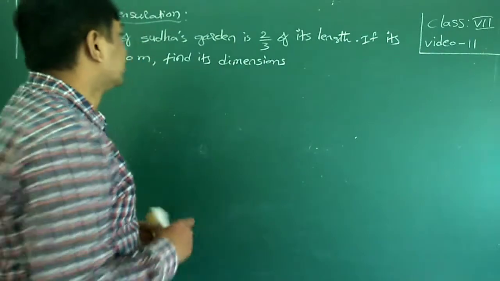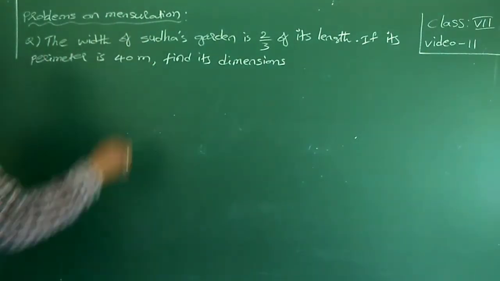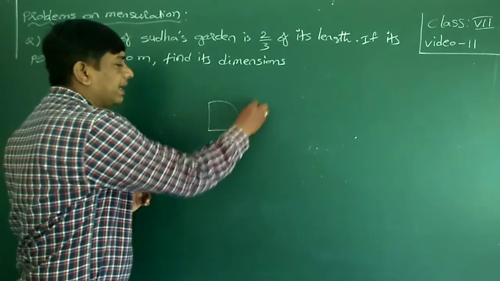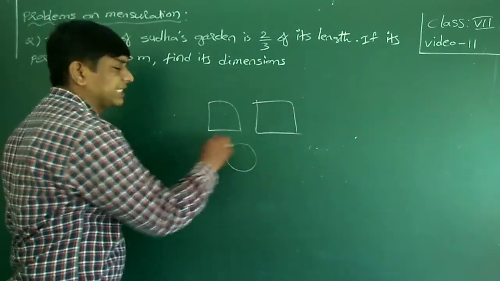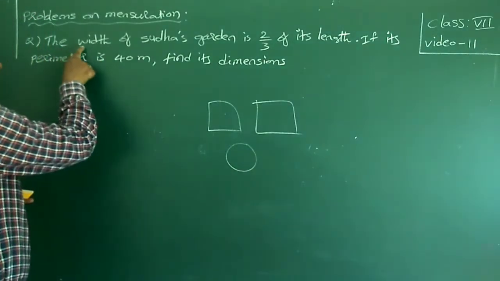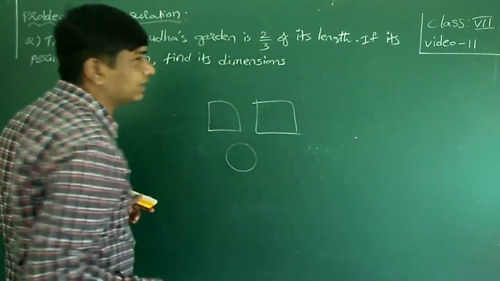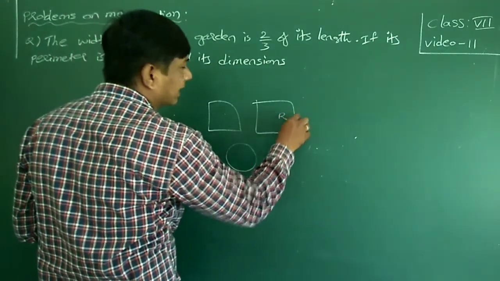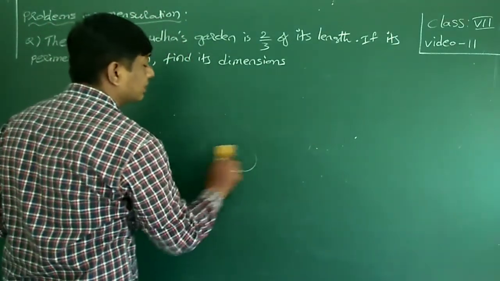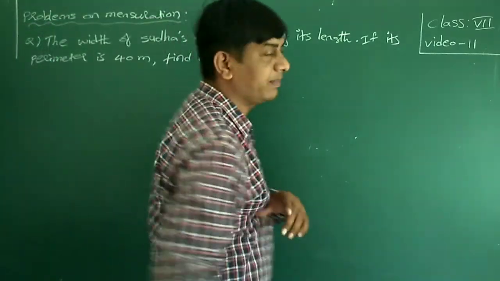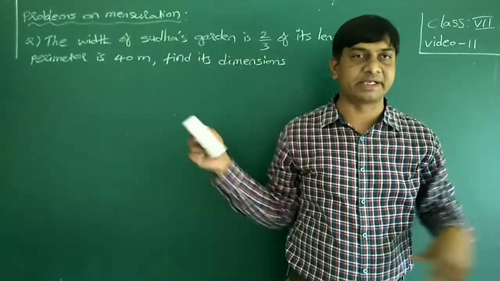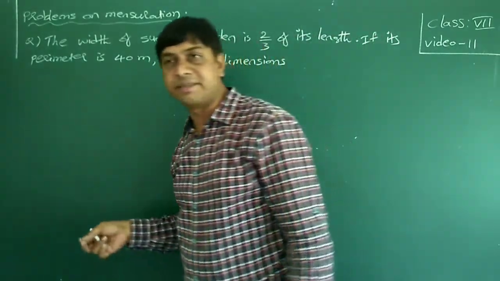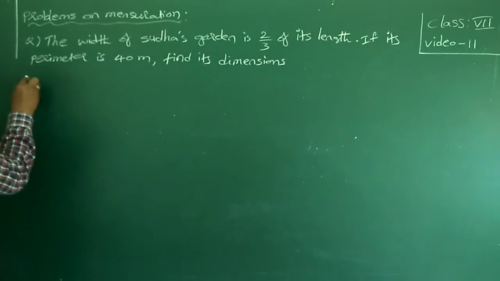Okay. Now here, the width of Sudha's garden. A garden may be either square shape or rectangle shape or circular shape. But here they mentioned width is 2/3 of its length, meaning length and width are given, that is in the shape of a rectangle. We conclude that this garden is a rectangular shape garden. Here Sudha's garden is in the shape of a rectangle.